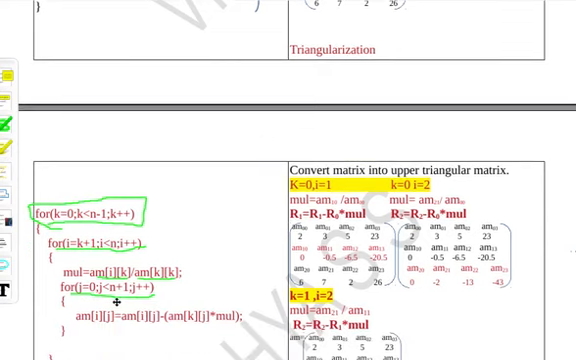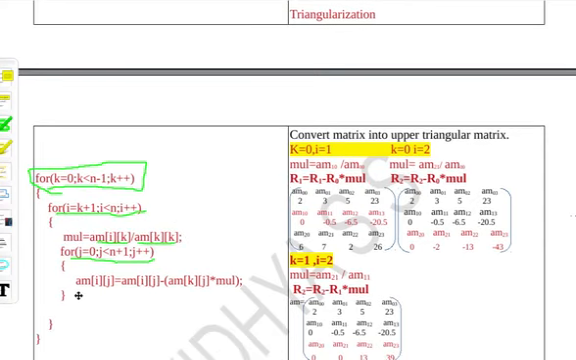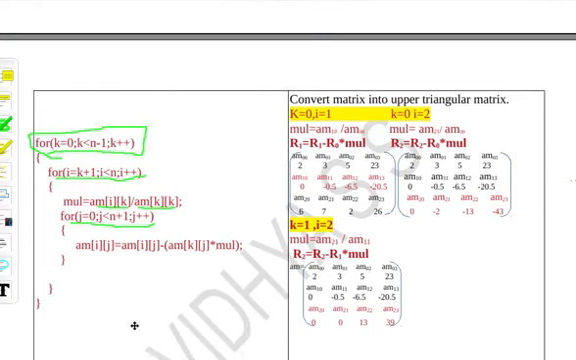Now our n value is equal to 3. So whenever the value of I is equal to 3, the control will reach out of the loop and we will reach here. Then again the k increment will happen, then the k value will be equal to 1.